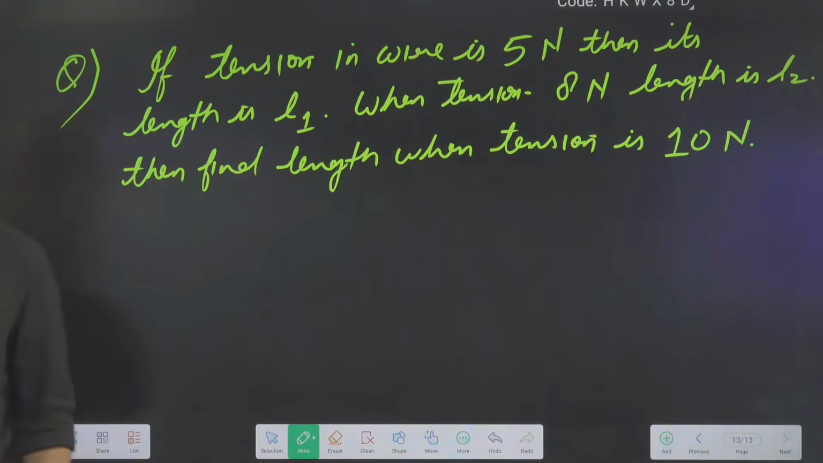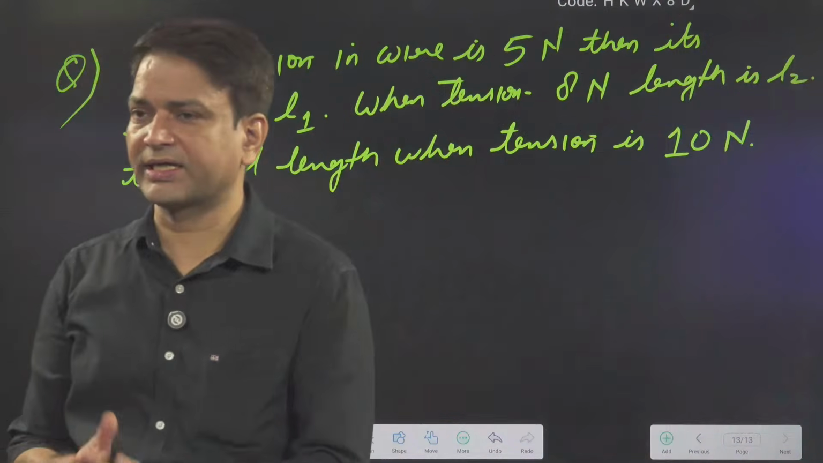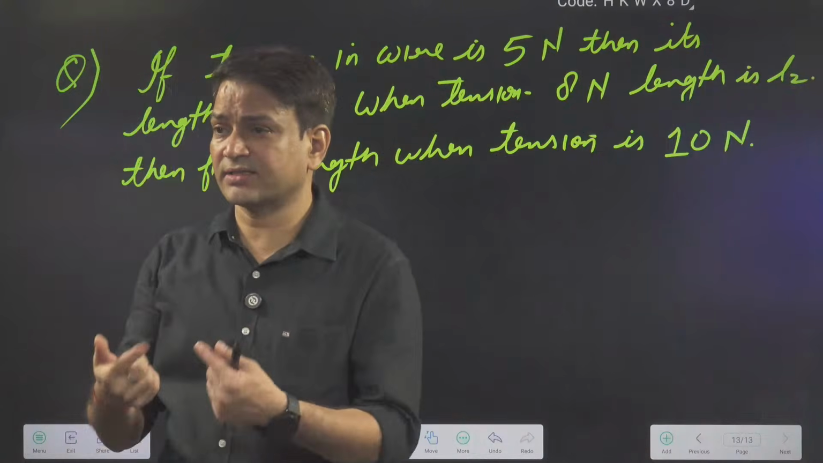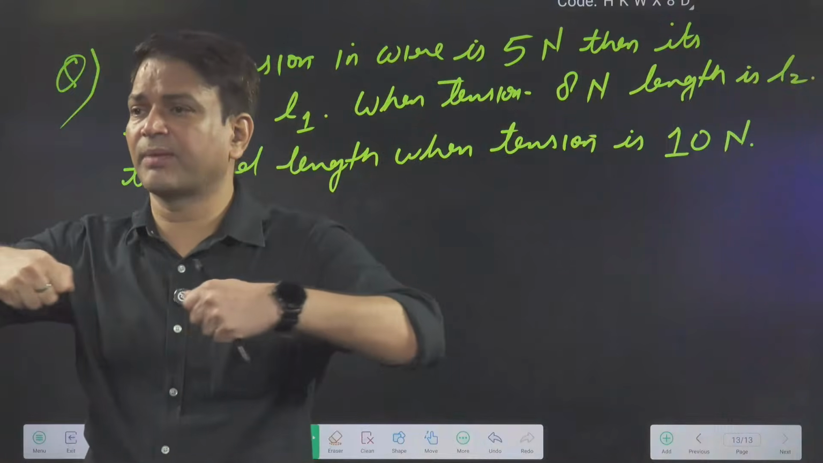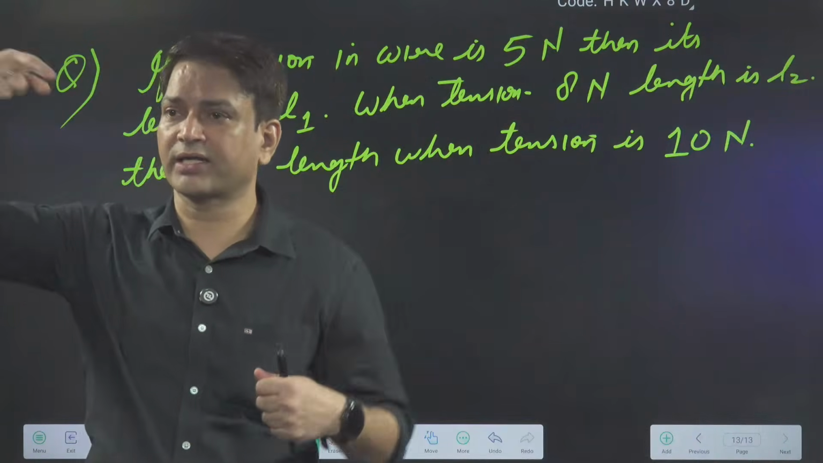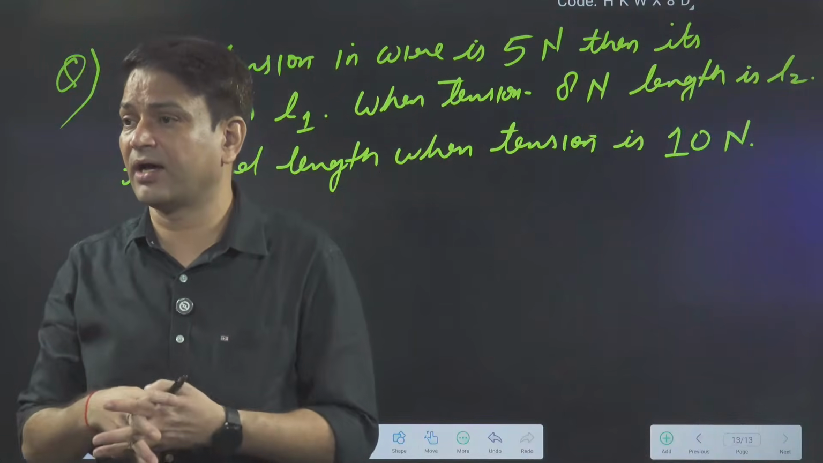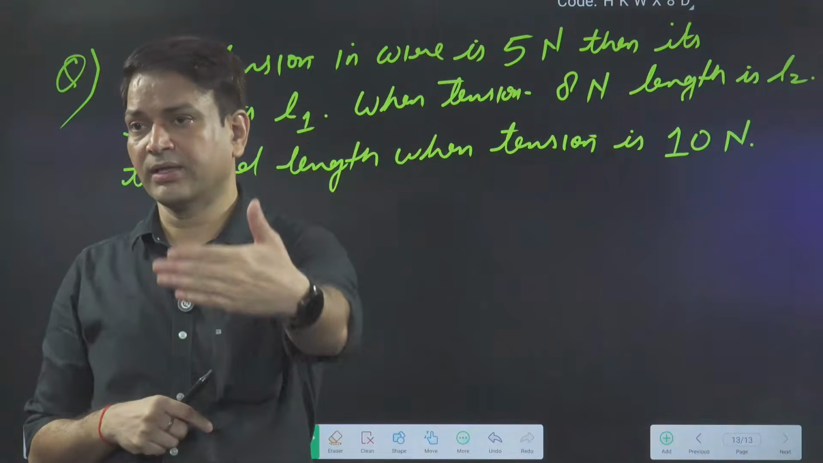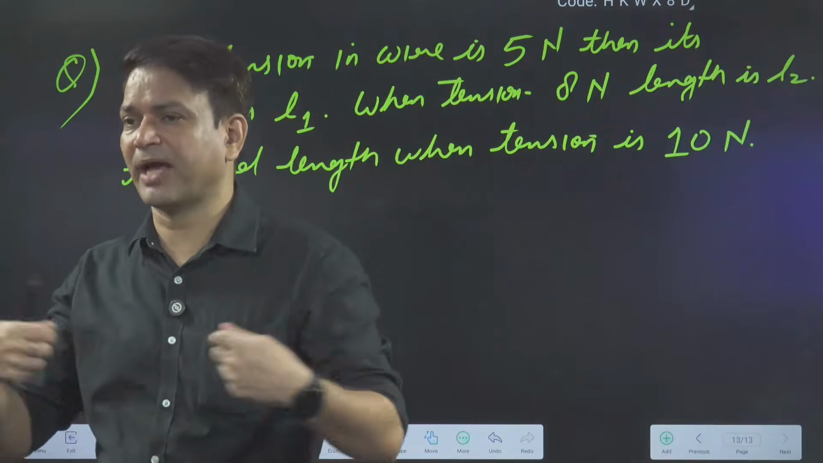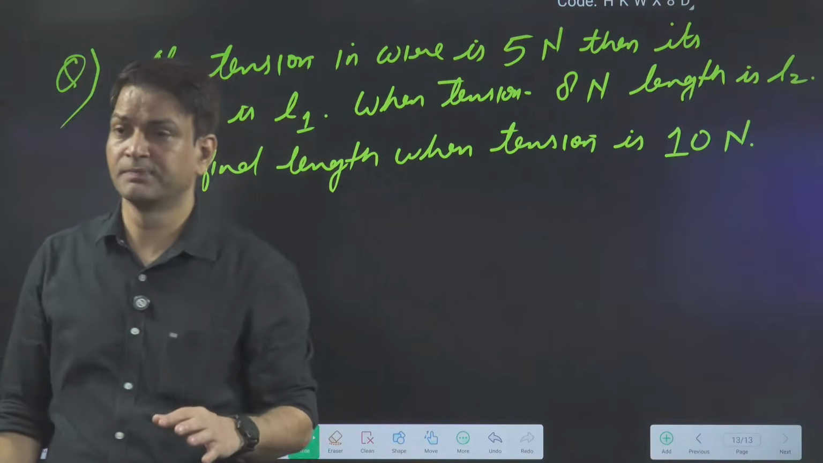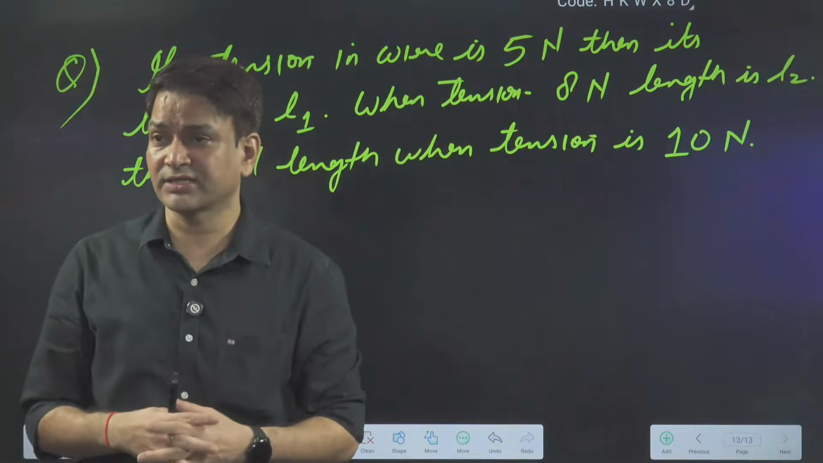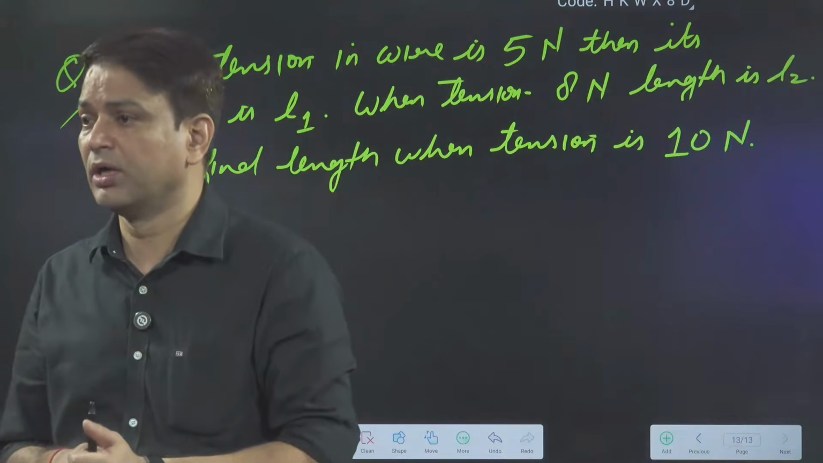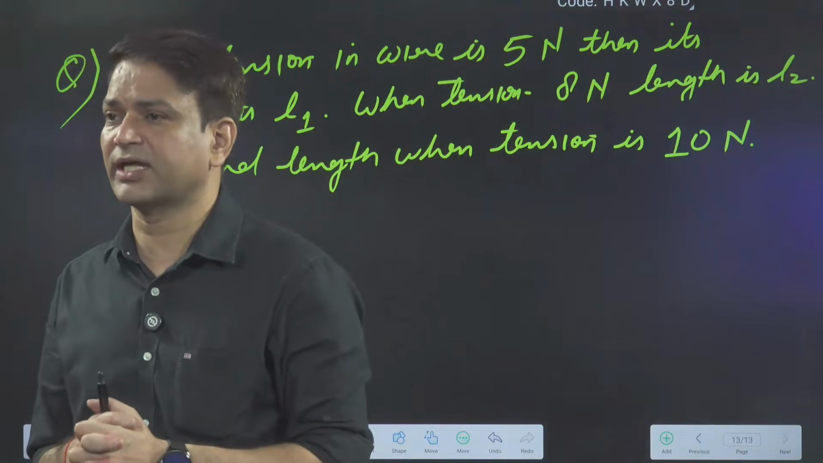Now here, this length L1, L2 that I gave is not the natural length, because it is under tension. When we apply 5 Newton tension, we get the length L1. When the tension is 8 Newton, then the length is L2. Now I am asking what is the length when the tension is 10 Newton.